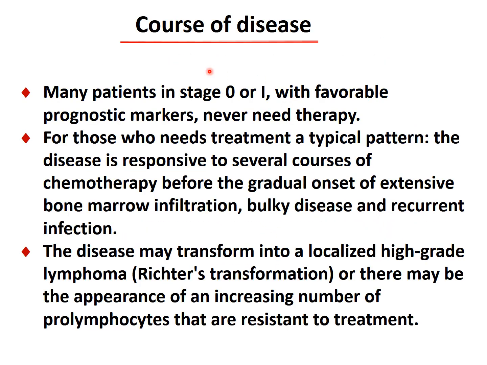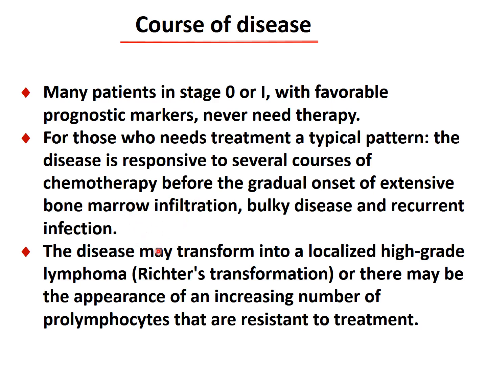Now, this is the course that I mentioned, that many patients in stage 0 or 1 without unfavorable prognostic markers never need therapy, and they can survive without having any kind of treatment. And for those that need treatment, they are only given it when the patient has marrow infiltration, represented with anemia or thrombocytopenia, or organ manifestation, for example, splenomegaly or liver enlargement.